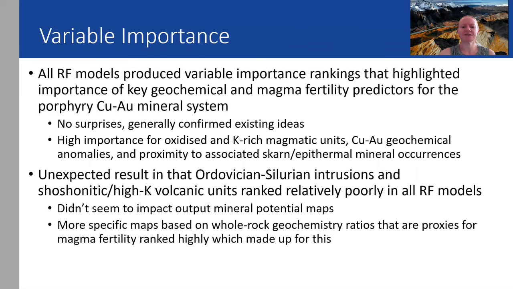Slightly unexpected was that some of the more generic magma fertility parameters, just looking at the Ordovician Silurian intrusions more generally and the oceanic high potassium volcanic units, did rank relatively poorly in all of the random forest models. Didn't affect the output mineral potential maps, but what we found was that the more specific magma fertility maps, based on the whole rock geochemistry ratios that are the proxies for the magma fertility, ranked a lot higher in terms of their variable importance.